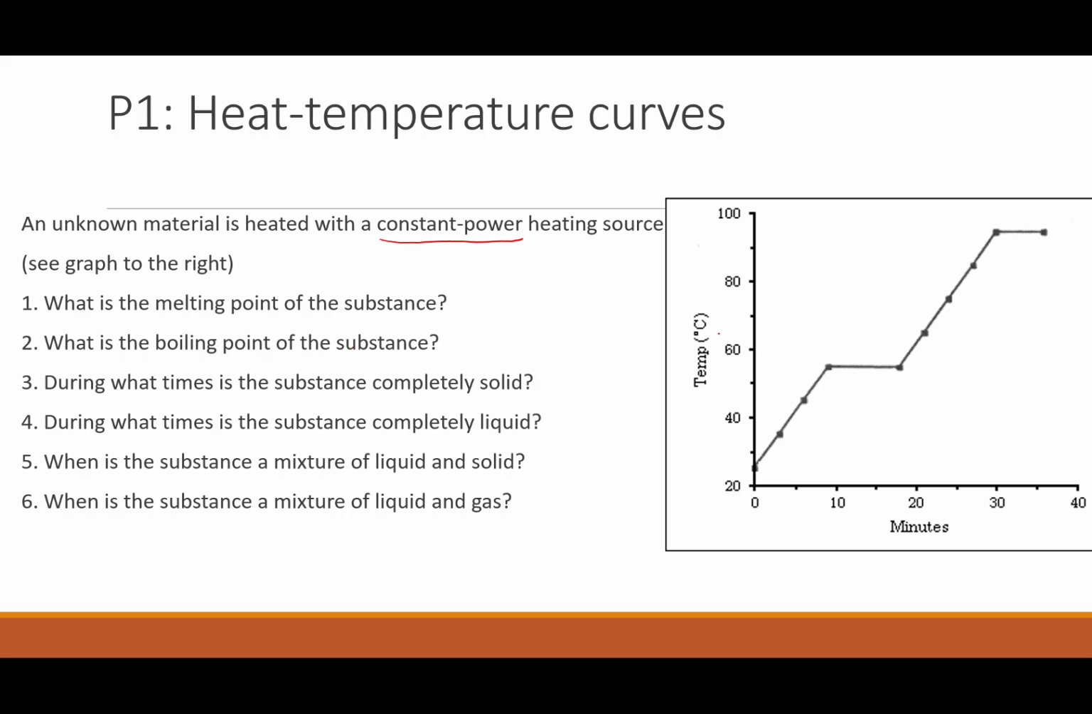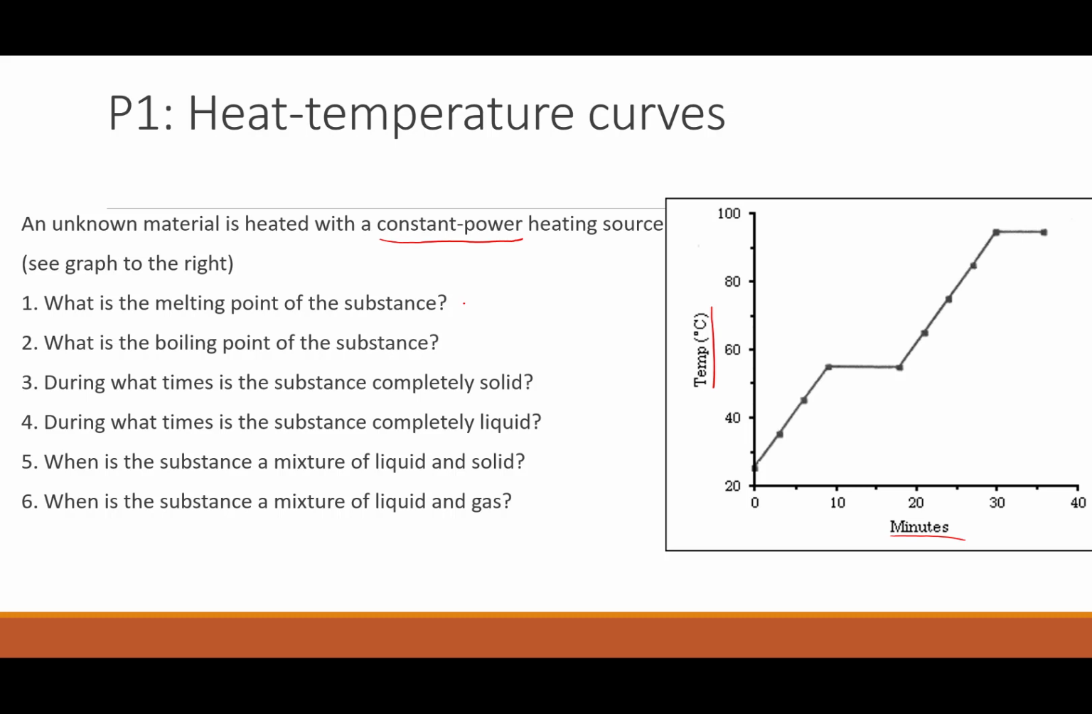Let's take a look at our heating curve. On our vertical axis we have temperature, and on our horizontal axis we have time in minutes. However, it's a constant power source, which means a constant energy per unit time. So we could also relate this horizontal axis to heat that we've added. It should be a constant amount of heat per minute, so it would also be proportional to heat. But anyway, question 1, what is the melting point of the substance?